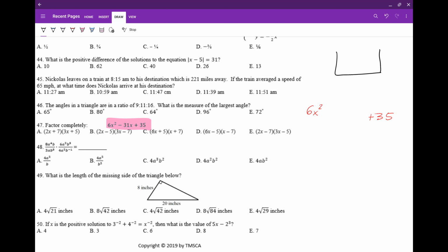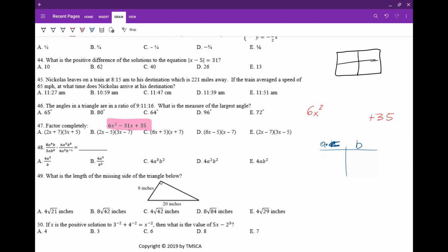So the way I solve it, I try to find factors of a times c that add up to b. It's going to be factors of 35 times 6, so factors of 210 that add up to negative 31.